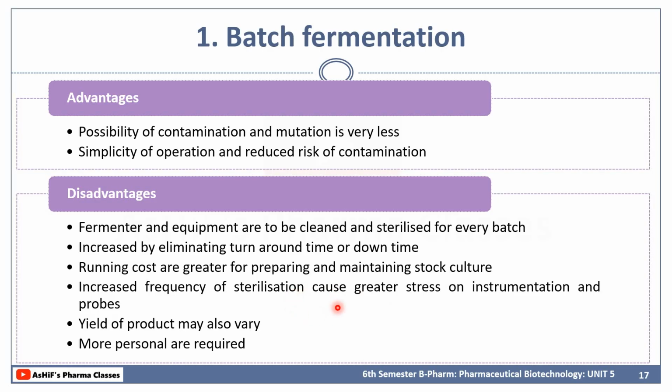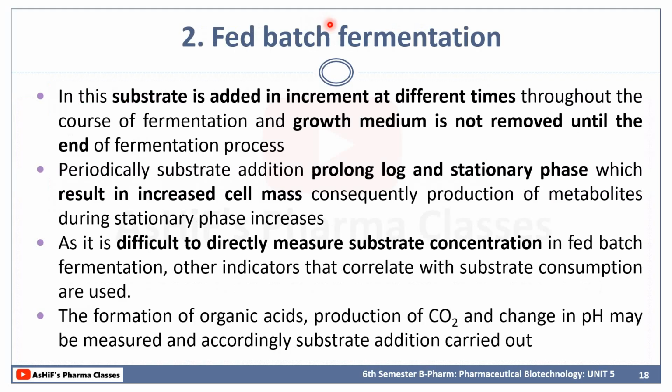Then increased frequency of sterilization causes greater stress on the instrumentation as well as probes. That is another disadvantage. Each time we have to sterilize, that will cause some kind of damage to the entire equipment, and the yield of the product will vary depending on the culture media we have taken, depending on the strain of microorganism taken, and more personnel are required for the batch fermentation process. Okay, so these are some of the advantages as well as disadvantages of batch fermentation.